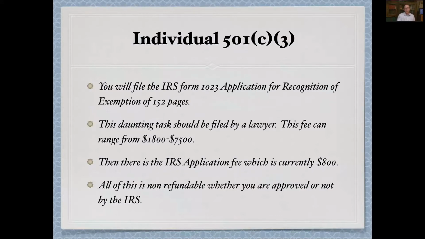With the individual 501c3, as opposed to the group exemption, you will file the IRS Form 1023, application for recognition of exemption, which is 152 pages. Now, that needs to be done by a lawyer. And if you're not using the Ministry Launch lawyers, you're looking at anywhere between $1,800 to $7,500.